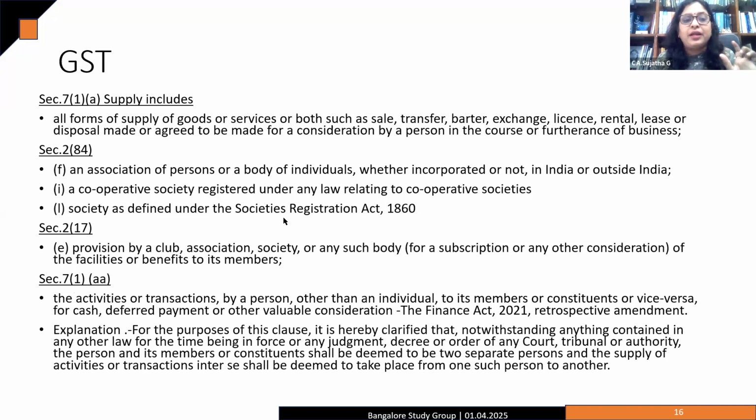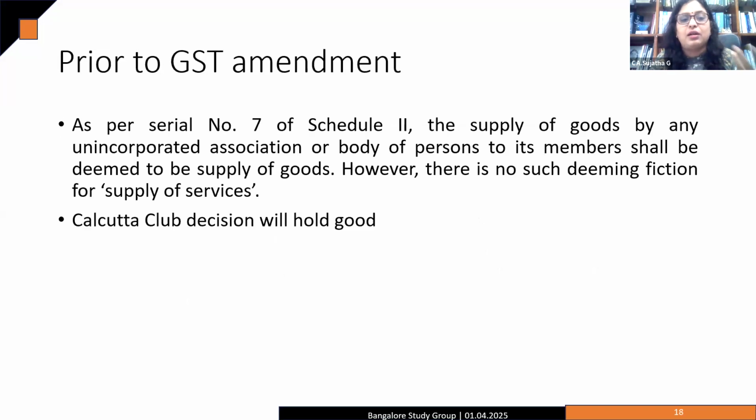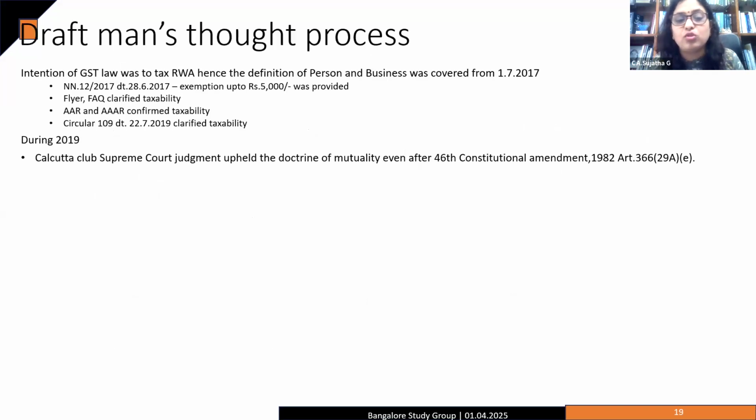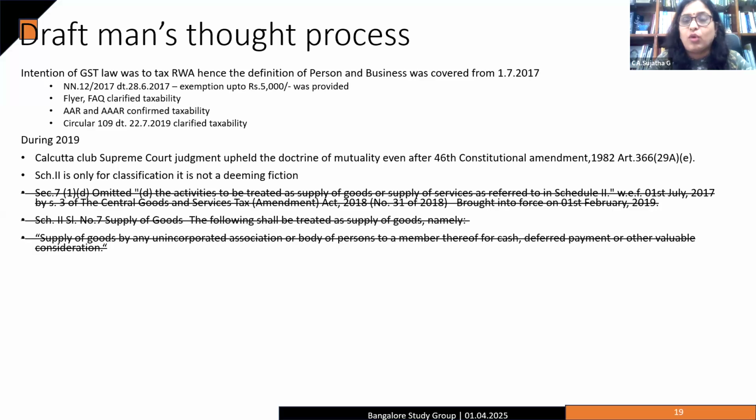So what they did, it was analyzed. If you look at the GST Council meetings, first thing what they did, I'm picking the example of a resident welfare association. Through notification 12, the law was as it is. Let us forget about the law for a minute. The law was there. Through notification number 12, they created an exemption up to 5,000. Then later it was amended to 7,500. And flyers were introduced. Flyers were circulated by the department CBAC, and an FAQ was circulated saying that the concept of mutuality does not exist in the new law, because that's an old service tax.